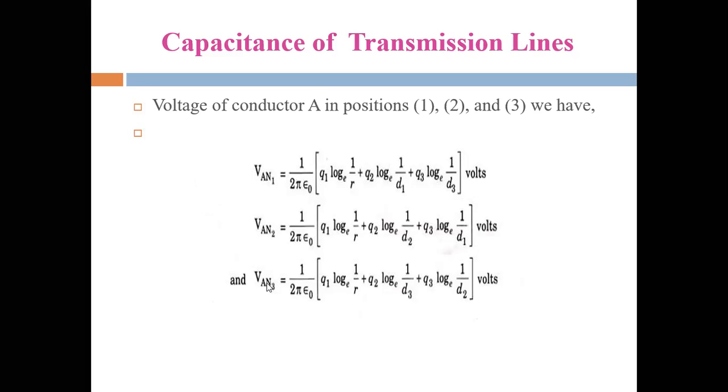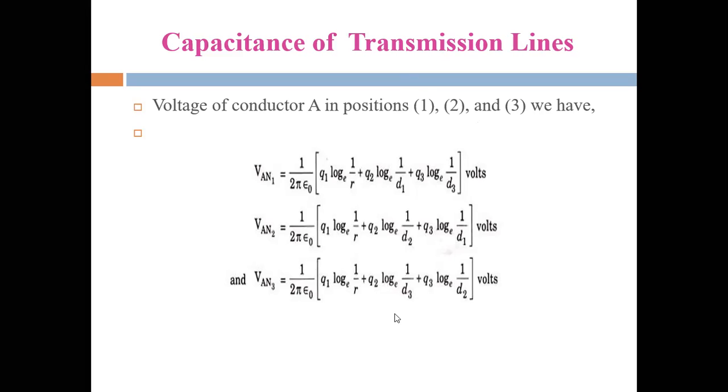Next, similarly we write down the VAN3. VAN3 means the potential difference across the conductor A to neutral point, which is 1 by 2 pi epsilon naught into Q1 log e 1 by r, where r is the radius of conductor A, plus Q2 log e 1 by D3.